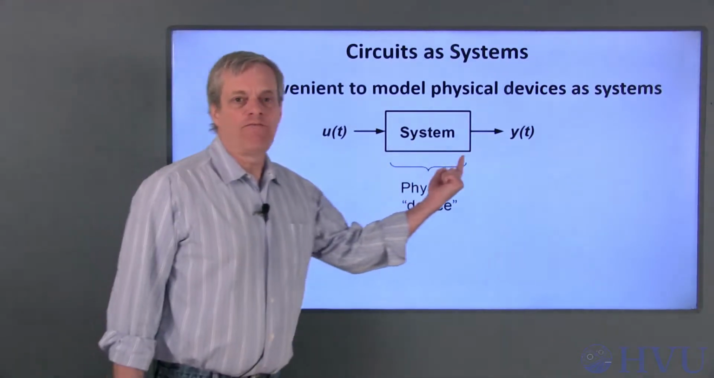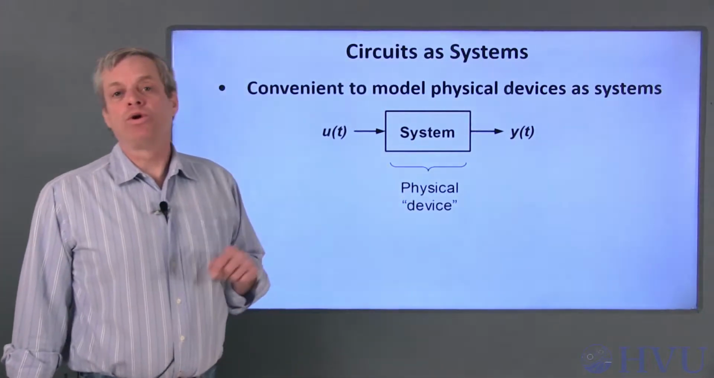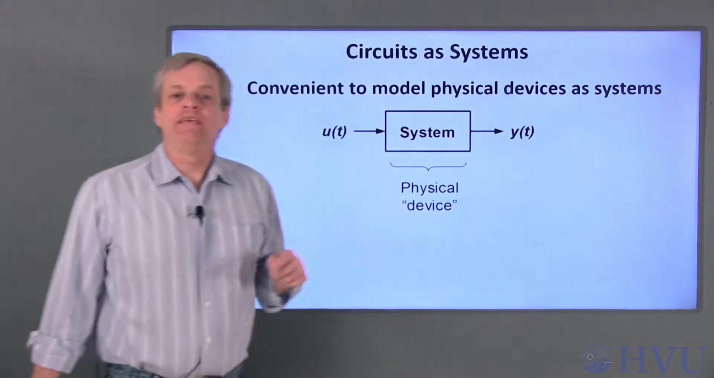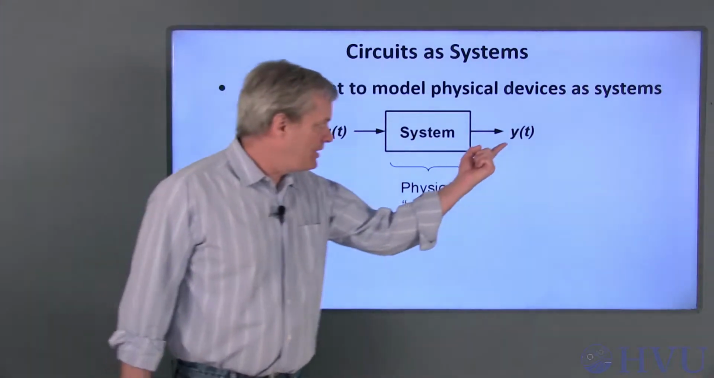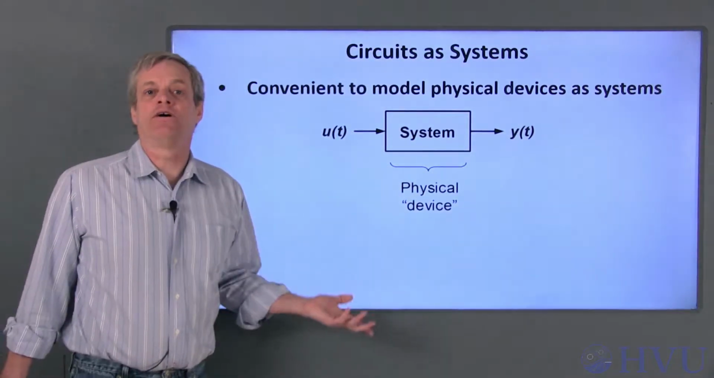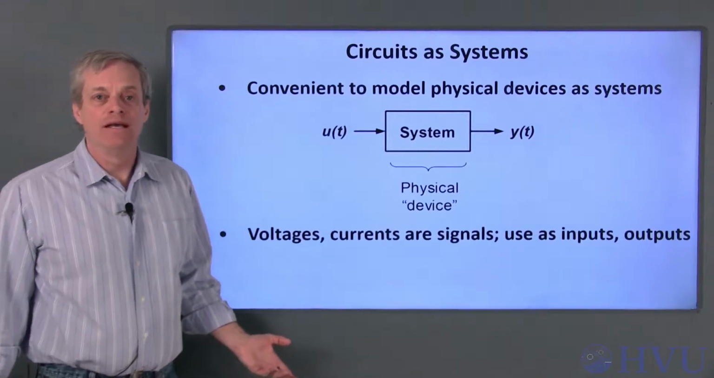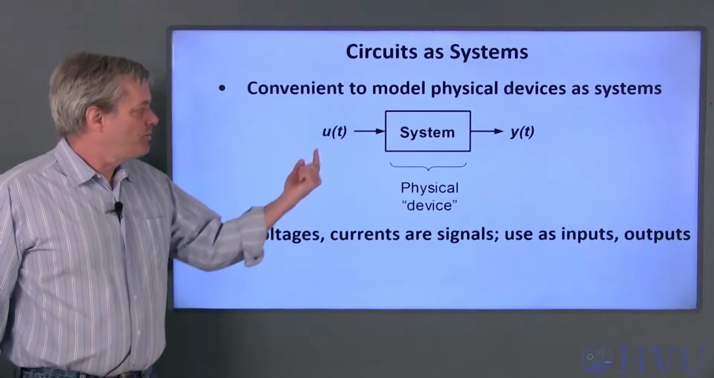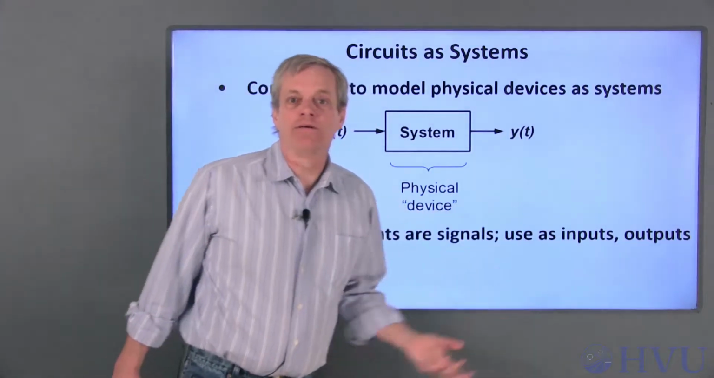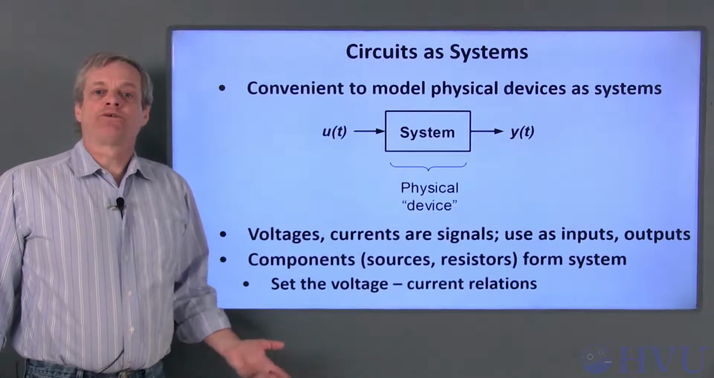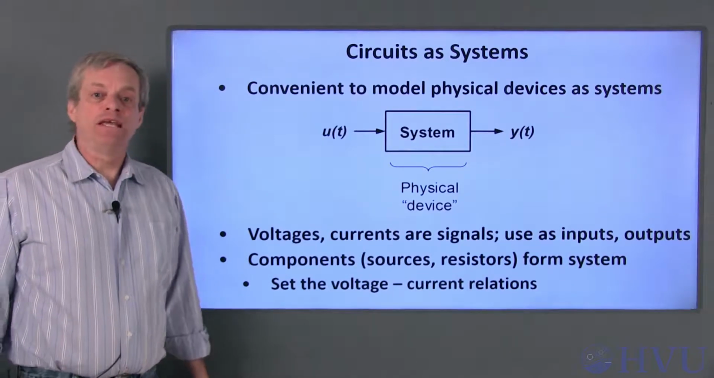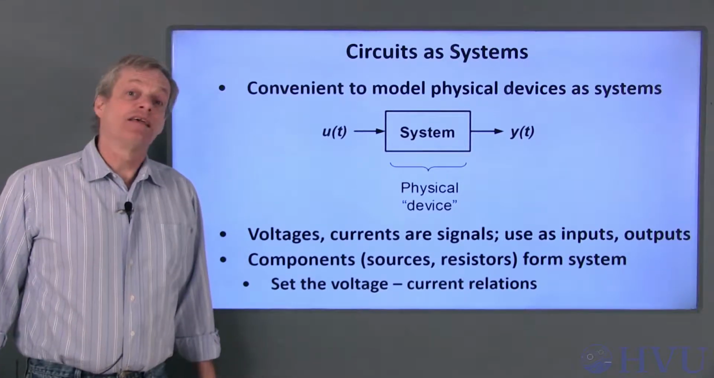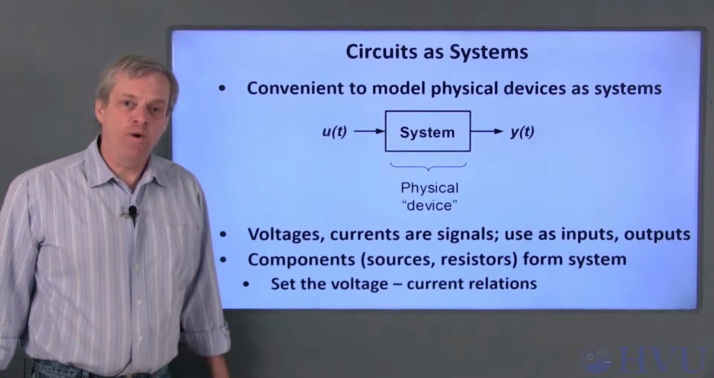Recall that when we model a physical device as a system, we're looking for a mathematical relationship between the input and the output. The equation expressing the output as a function of the input is called the input-output equation. In electrical circuits, voltages and currents are signals, so they're appropriate choices as system inputs and outputs. That means that if we think of an electrical device as being a system, the relationship between voltages and currents applied to the terminals of the device can be written as an input-output equation.